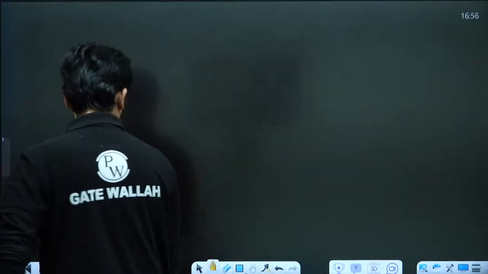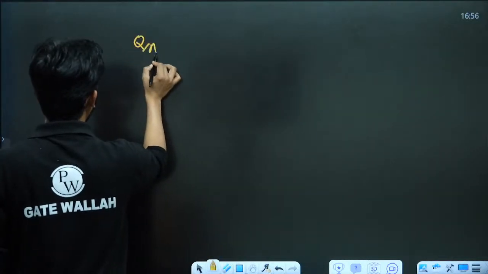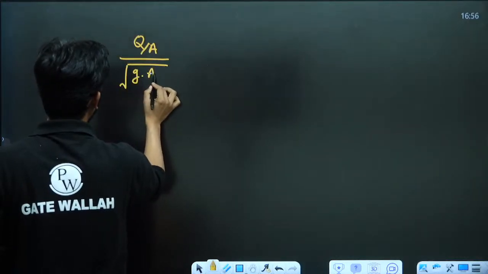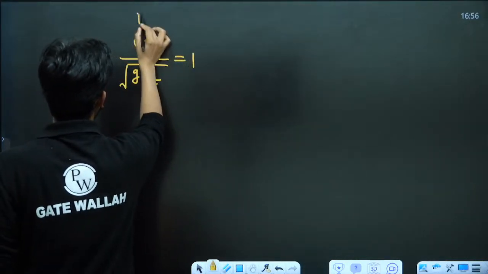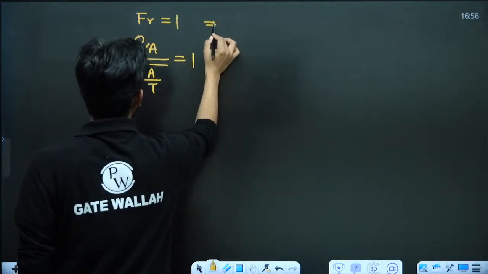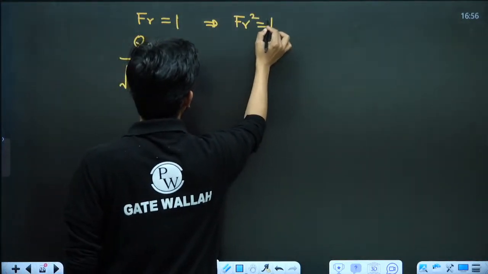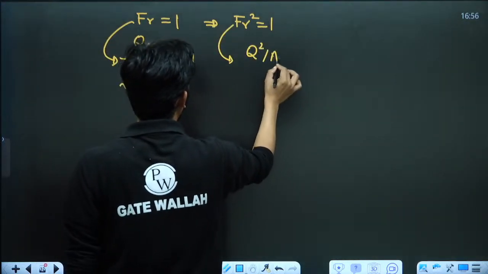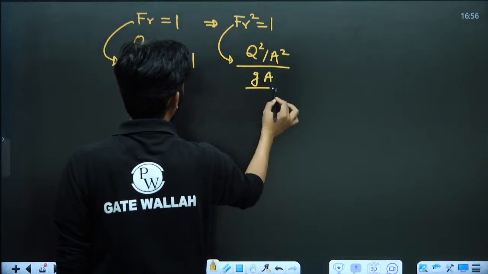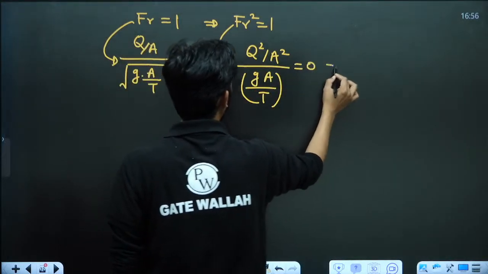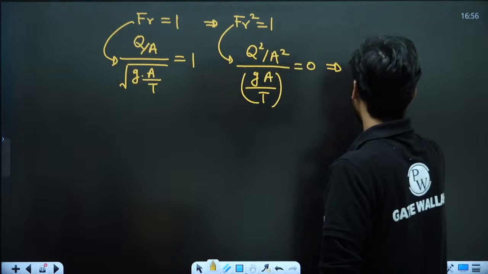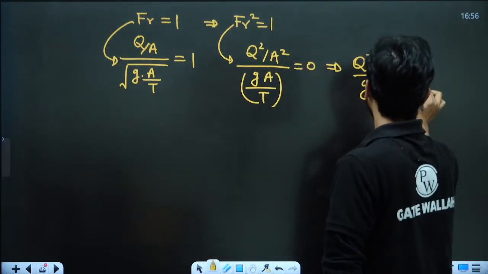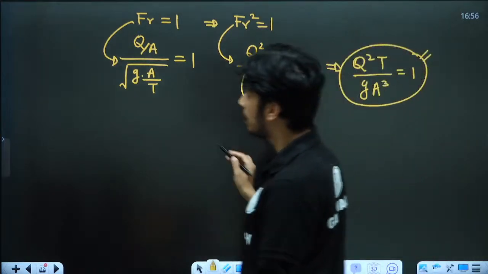When we put Fr equal to, how much is Fr? Q upon A, that is discharge upon area, which is velocity, upon root GD, where D is A by T, is equal to 1. This is Fr equal to 1. If we do Fr square equal to 1, from here we get Q square upon A square upon G A by T is equal to 1. From here we get Q square T by G A cubed equal to 1, because A square comes down and T goes up. So for critical flow this is the condition.